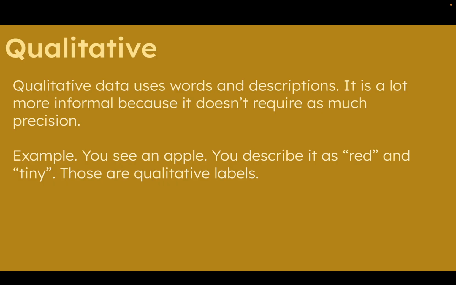Qualitative. Qualitative data uses words and descriptions. It is a lot more informal because it doesn't require as much precision. This is an example. You see an apple. You describe it as red and tiny. Those are qualitative labels.